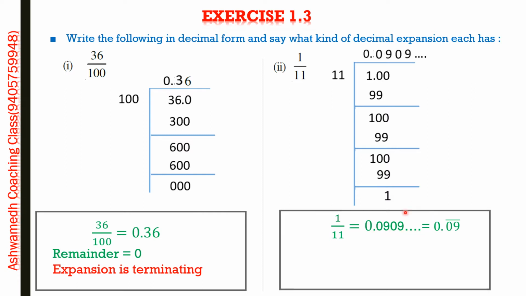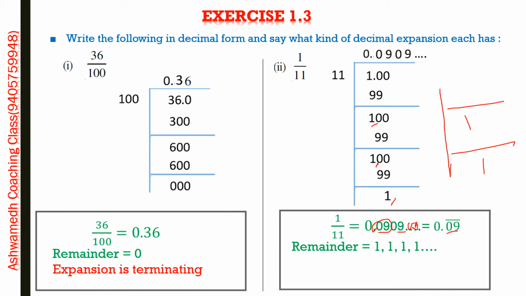Now if you observe, the block 09 is repeating here, so that's why we have put the bar on this 09. This block is repeating every time, 09 09 09, and next is again 09. So we just take the bar on top of 09. And the remainder is 1 at every stage, and in the next step we'll also get the remainder 1.